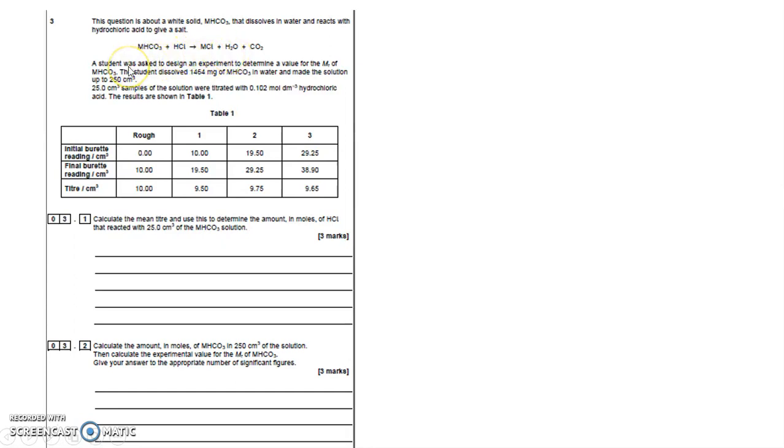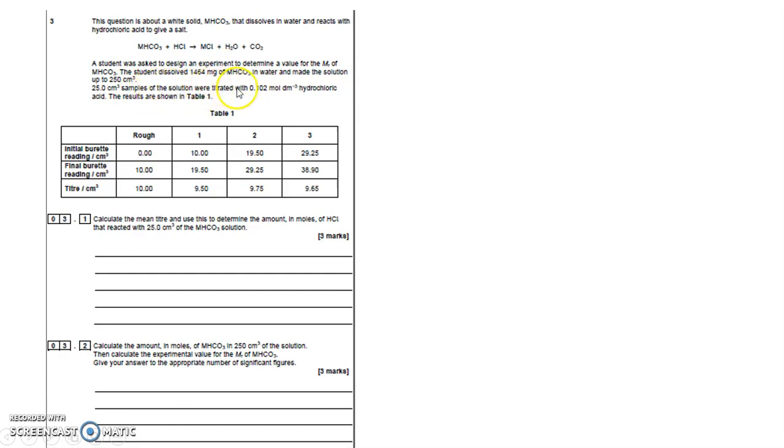Okay. A student has designed an experiment to determine the value of the Mr of MHCO3. The student dissolved 1,464 milligrams, so we might have to convert that into grams by dividing by 1,000 at some point, of MHCO3 in water, made the solution up to 250 centimetre cubed. A 25 centimetre cubed sample, oh that's important, they've taken a 10th of the liquid, so 25 centimetre cubed out of the 250. We might have to multiply up by 10 at the end.